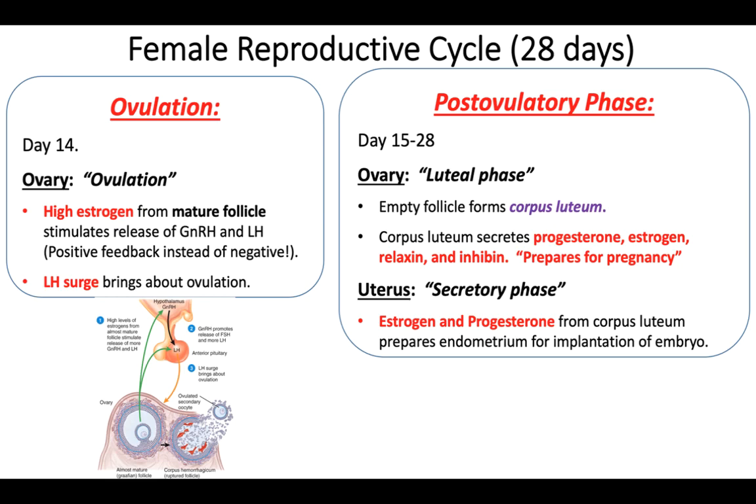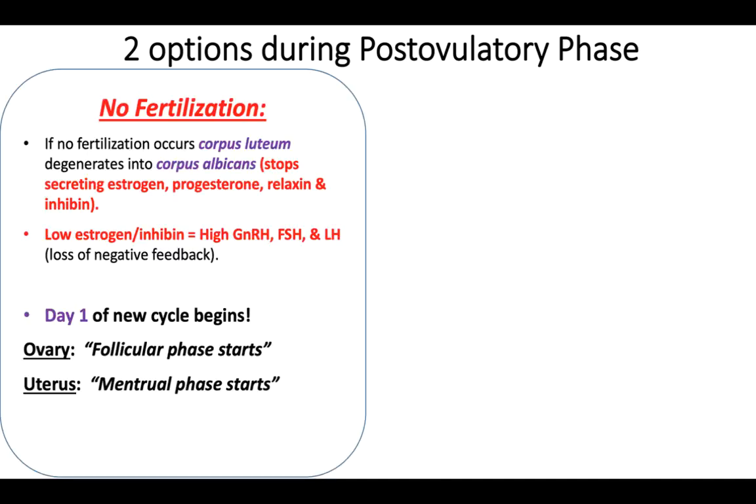All right, so now what's happening in the uterus? Well, we enter what's called the secretory phase. So we go from the proliferative phase, where it was just being stimulated by estrogen, to the secretory phase, where it's being stimulated by both estrogen and progesterone. And that's really going to get that endometrium ready for implantation. All right, so now we've got two options. Either no fertilization or fertilization.